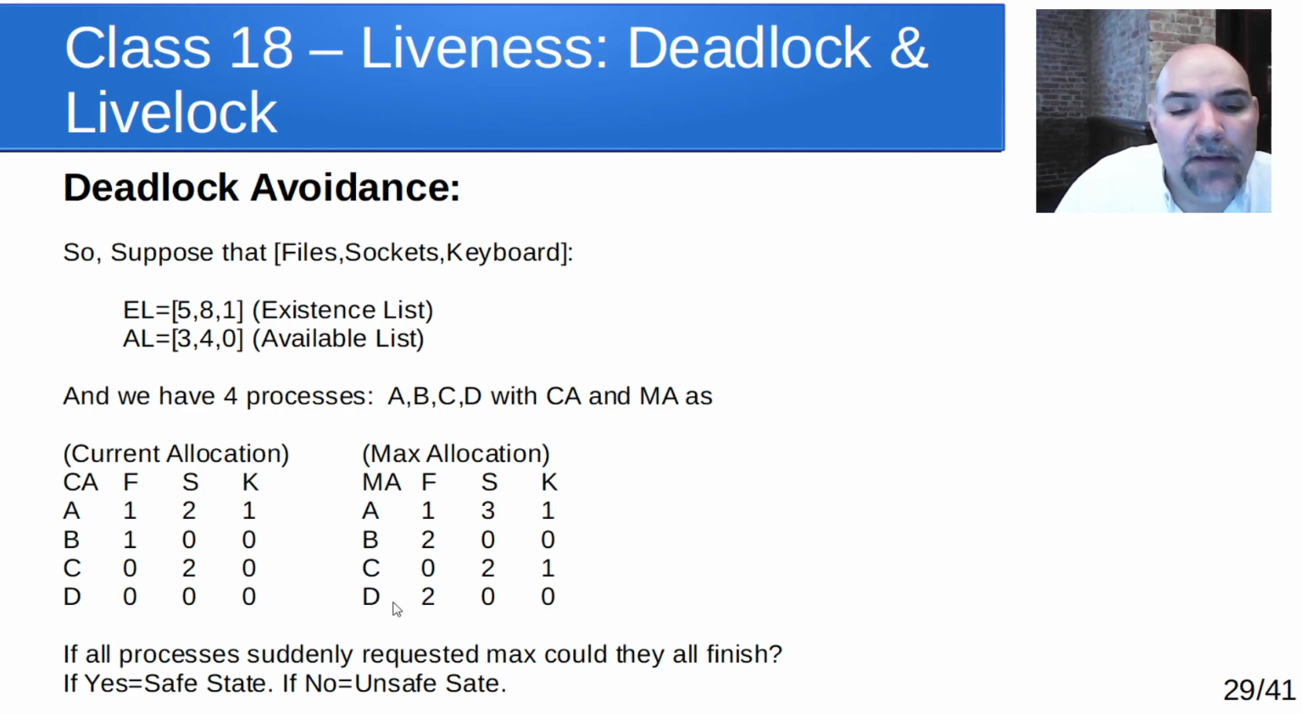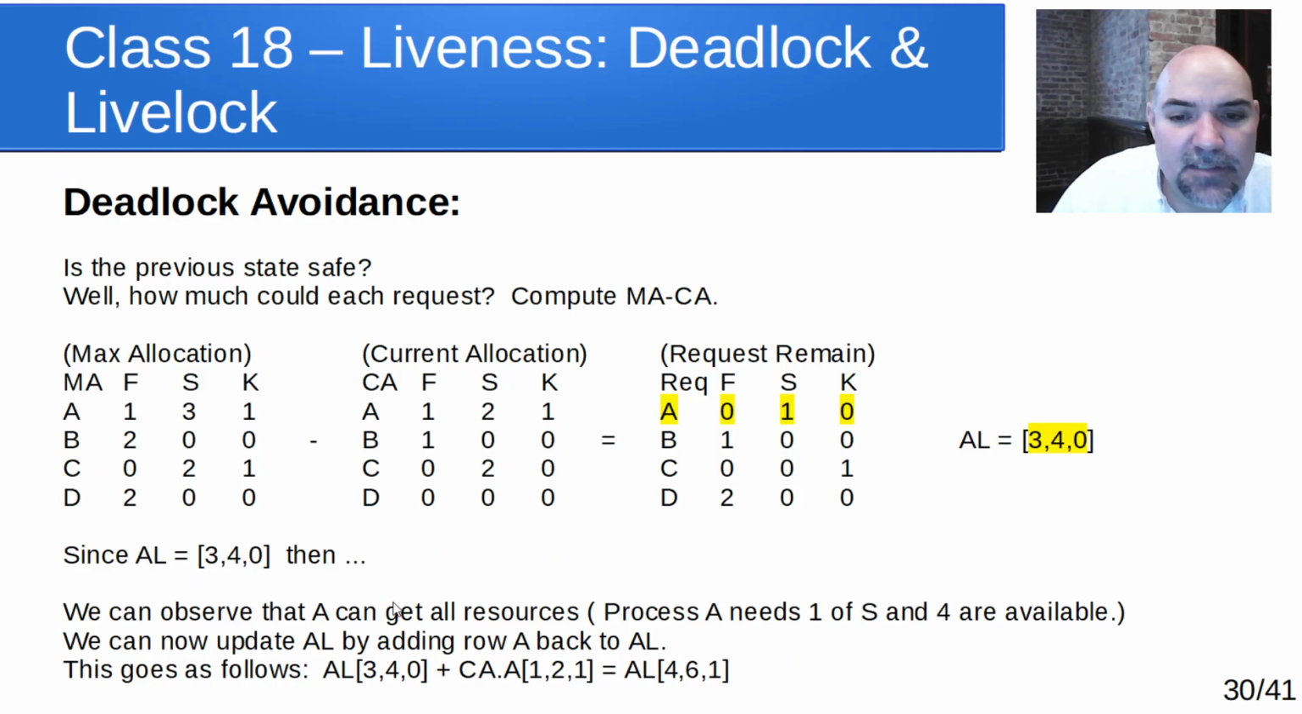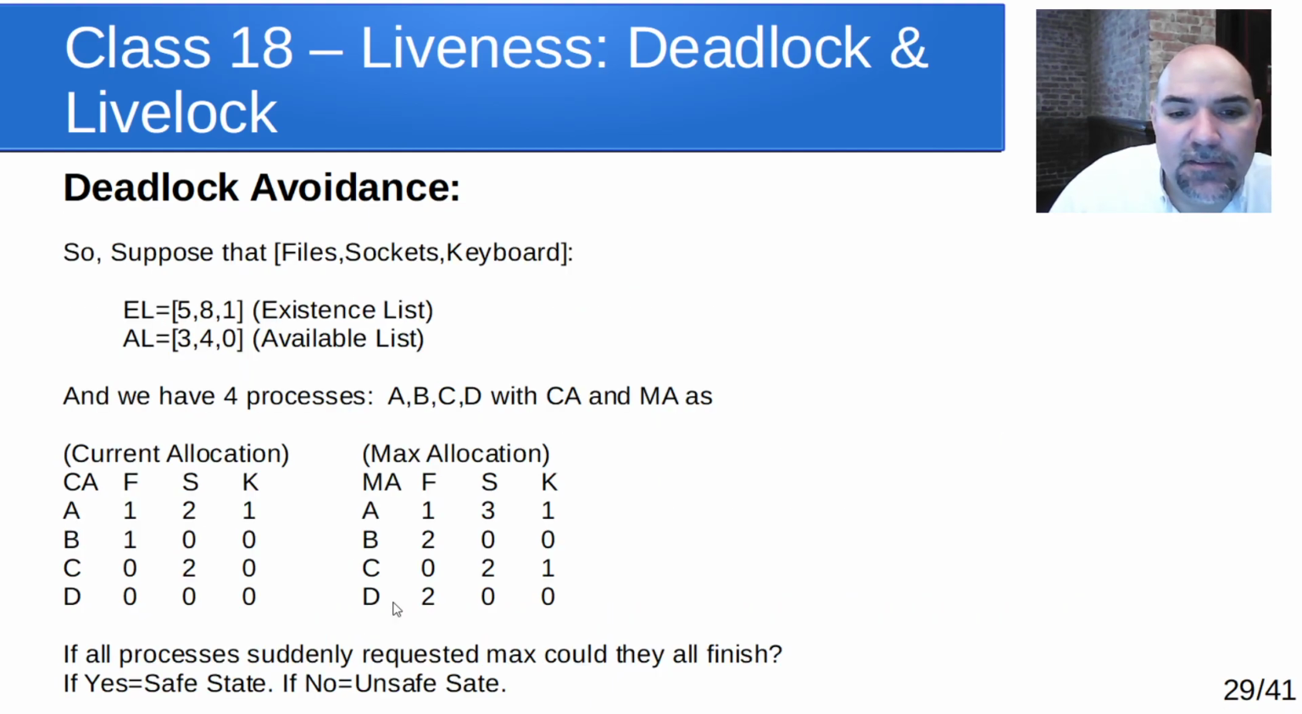So if all processes suddenly requested the max, could they all finish? If the answer is yes, then that would be a safe state. If the answer is no, then it's an unsafe state. So let's take a look at it. Is that previous state, is this state safe? Well, let's look at it.